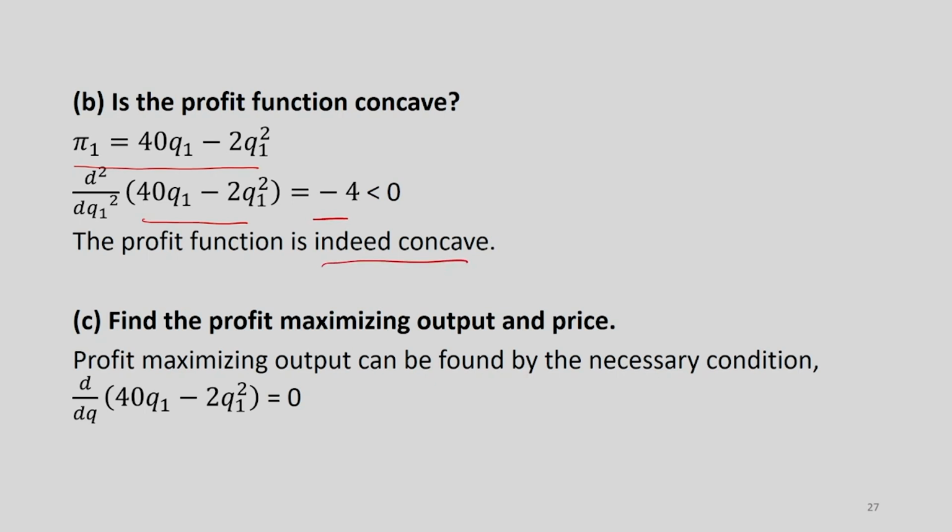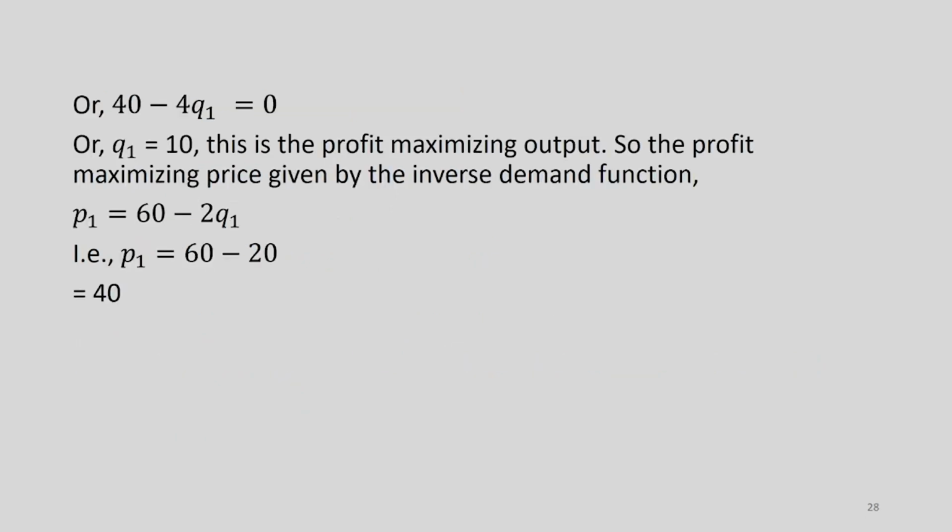Third part, find the profit maximizing output and price. So, again this is standard. I maximize the profit. For that I use the necessary condition. So, I take the first derivative of the profit function, set that equal to 0. That gives me 40 minus 4 Q1 is equal to 0, or Q1 is equal to 10. This is the profit maximizing output.